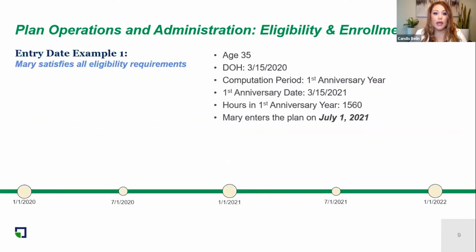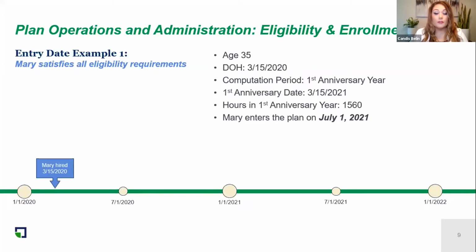Using those eligibility requirements in this example, we're going to talk about Mary. She's satisfying all of her eligibility requirements and entering the plan at the time where we would expect. So she's 35.